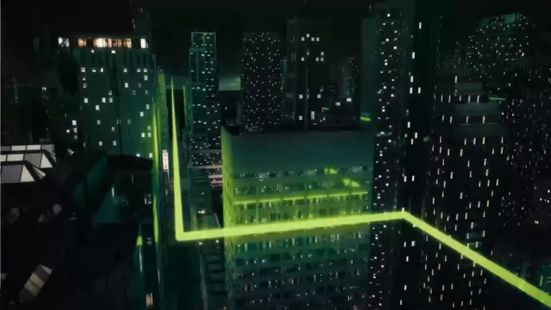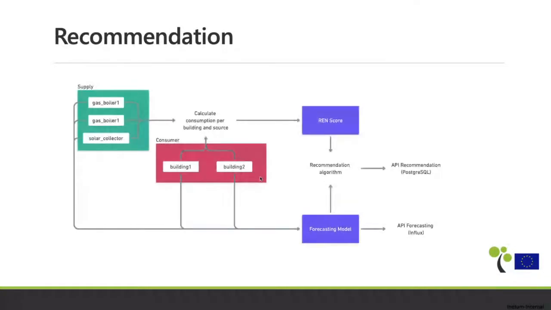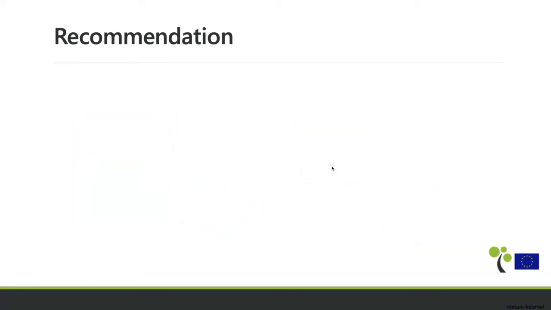Finally, and I will be quick about this because I'm guessing that I'm running short on time, the recommendation system. At the moment, we have the supply and the consumption calculated, and also we have the renewability score. With that, we want to create the recommendation algorithm that allows us to say which of the assets needs to be warned or needs to be recommended to lower their temperature, or, in the end, to decrease their consumption.